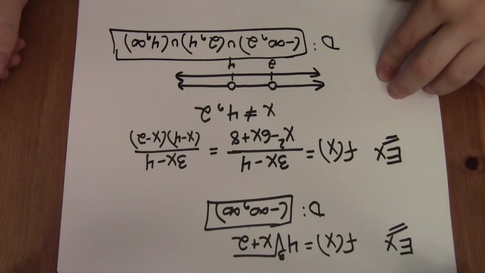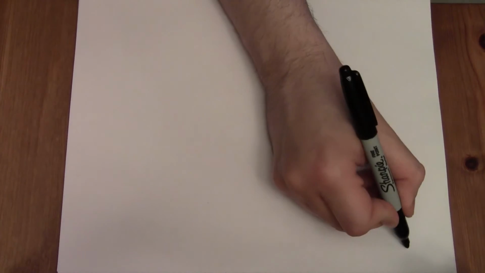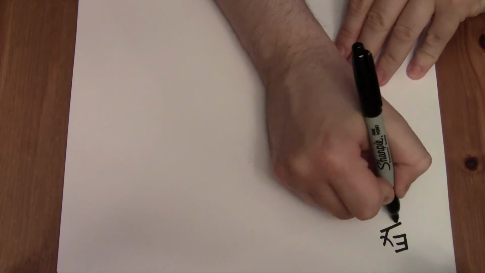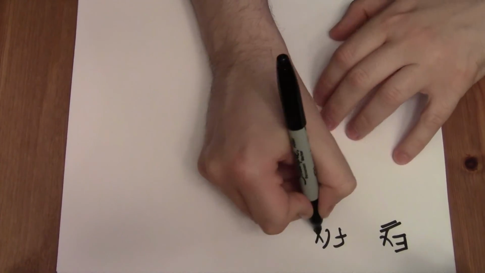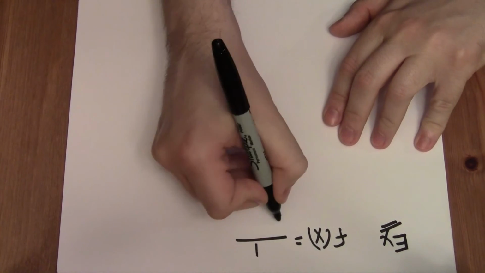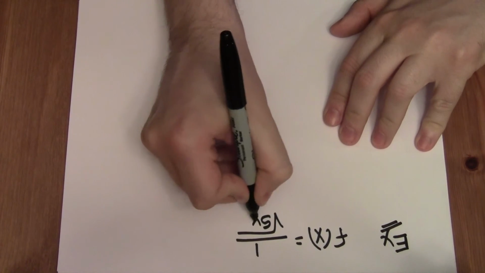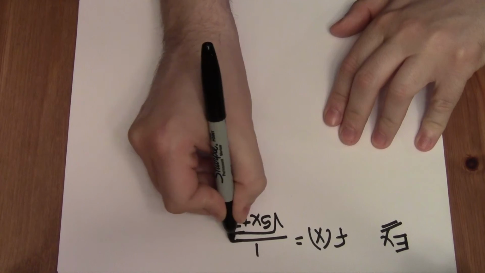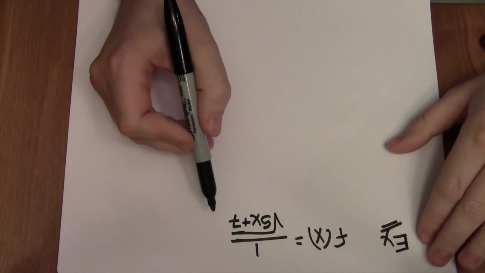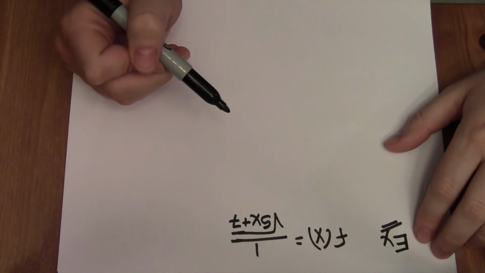One more. Let's take a look at the function f of x equals 1 over the square root of 5x plus 7. This function actually has both problems. We have a square root and we have a denominator.